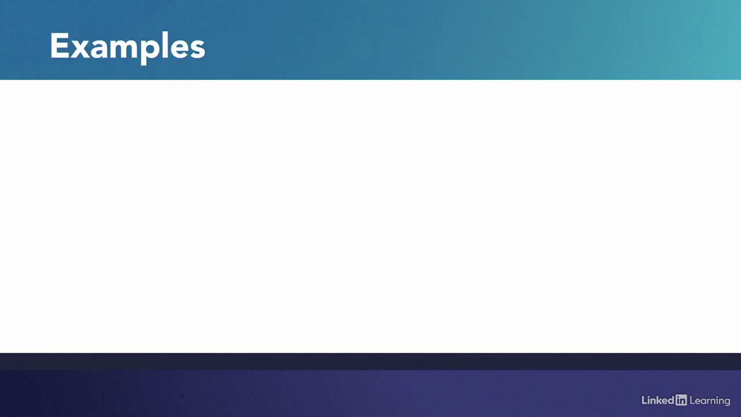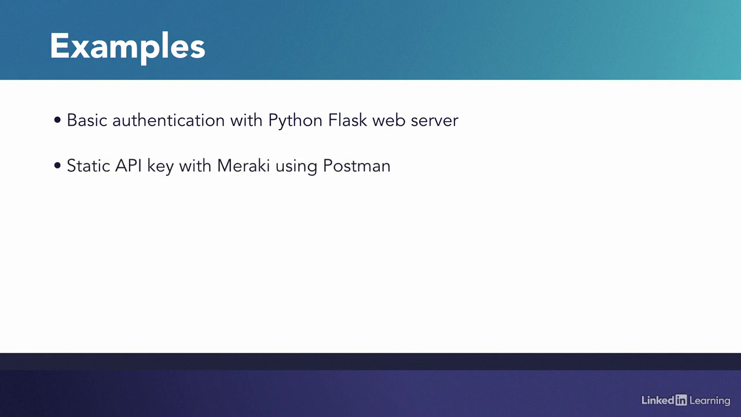In the next video, we will see 3 authentication examples in the networking context. In the first example, I will illustrate basic authentication using a web server and the Python Flask framework. In the second example, we will check out how the Postman program can be authenticated with a static key to a Meraki controller. In the third example, we will take a look at the logical flow of a Python script with dynamic key authentication toward a Cisco APIC-EM controller.